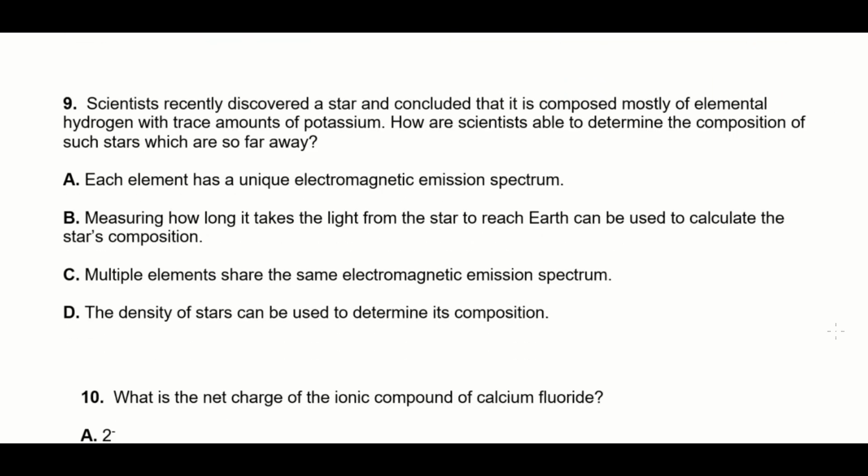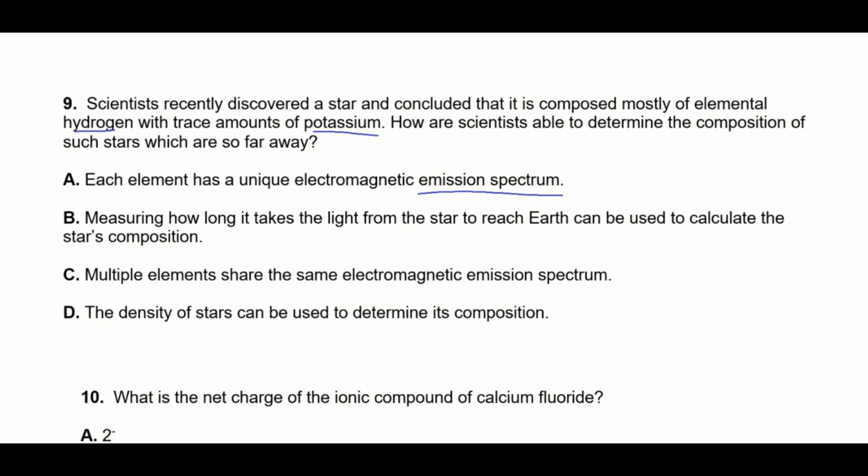All right, scientists discovered a star, and they conclude that it's made up of mostly hydrogen and potassium. How do they know this? Stars are so far away. Answer is A, because elements produce a unique set of spectral lines, and that's called emission spectrum. We also use what's called absorption spectrum, which is similar in concept, but we didn't get to that in class.